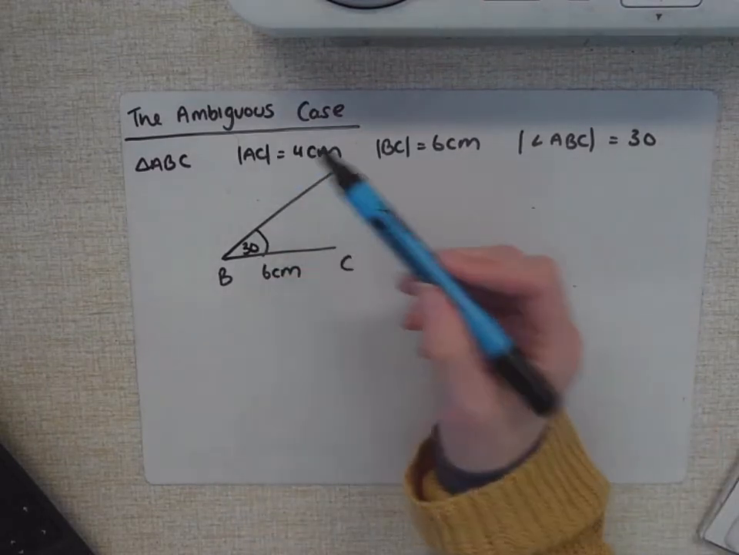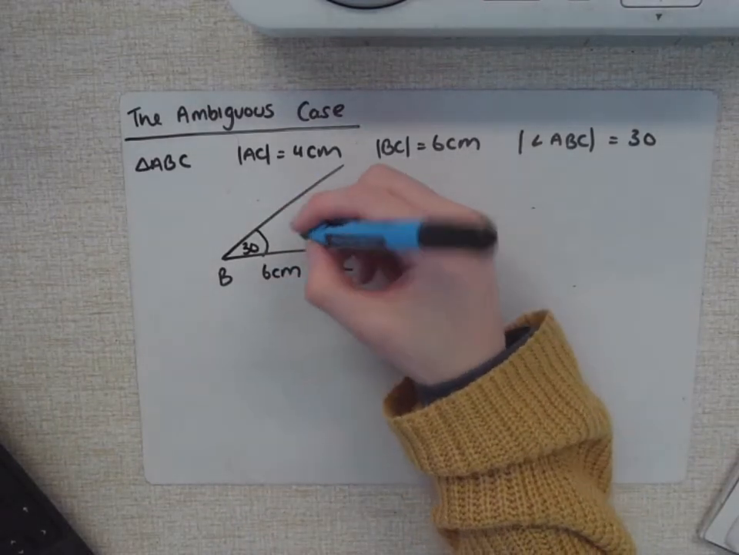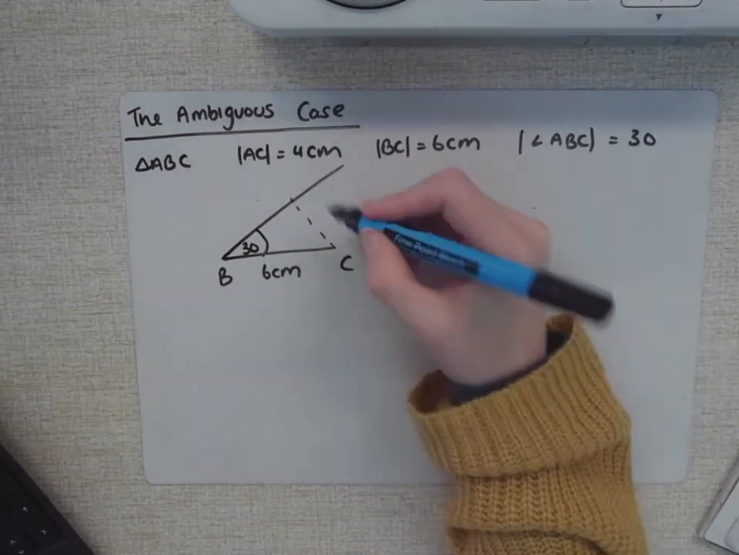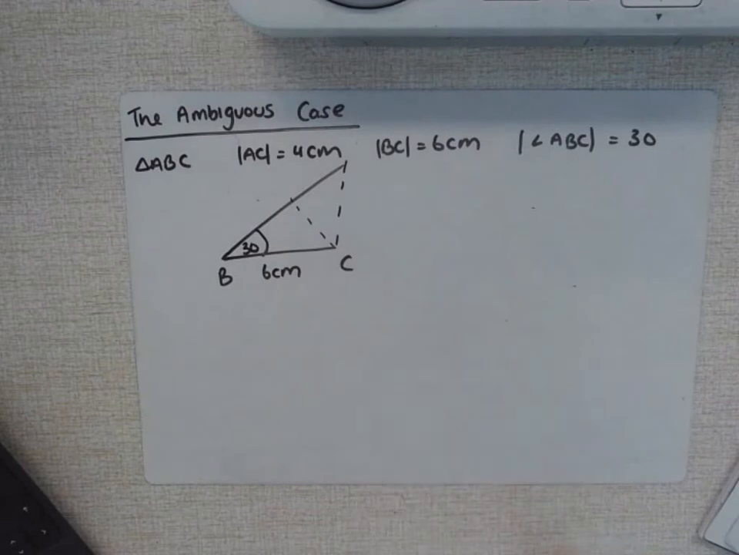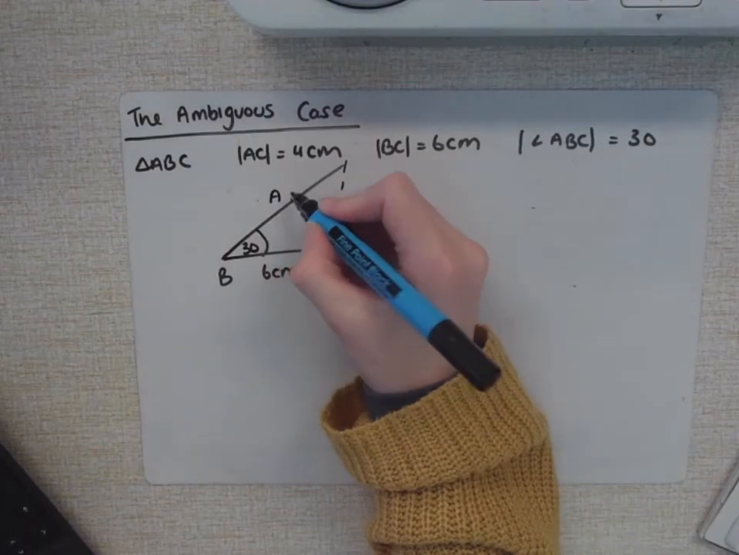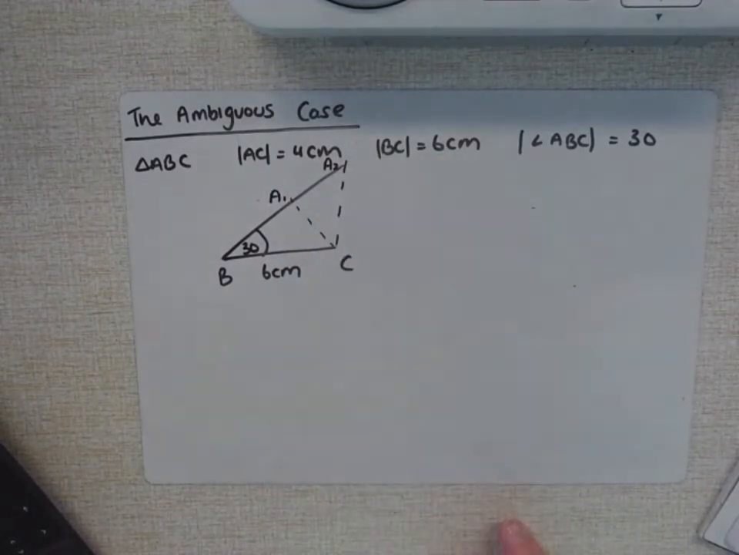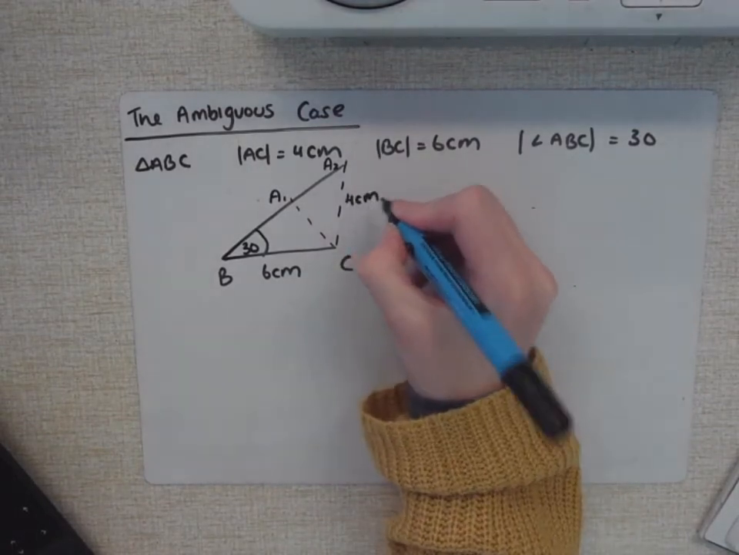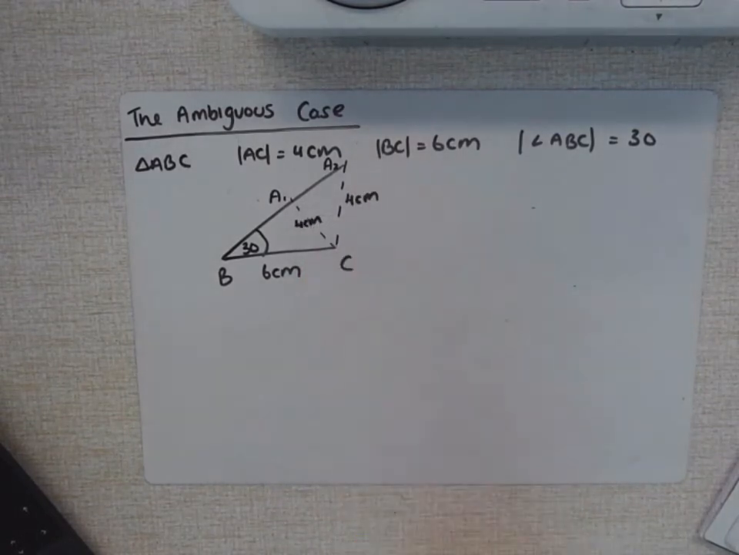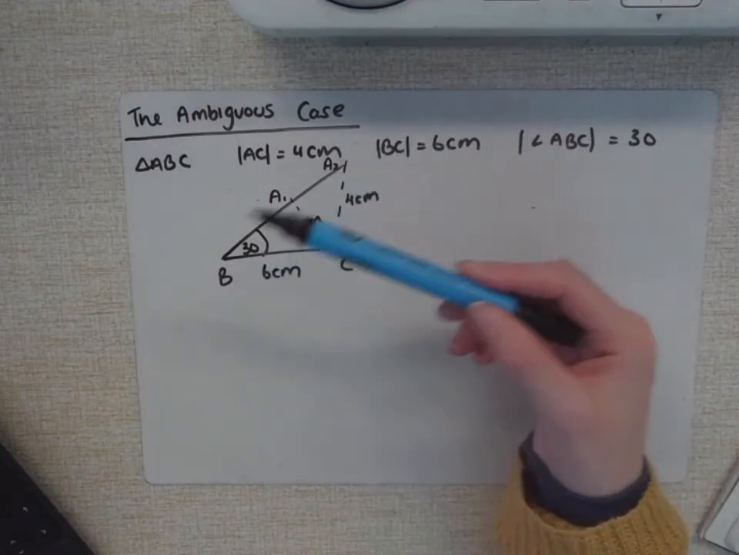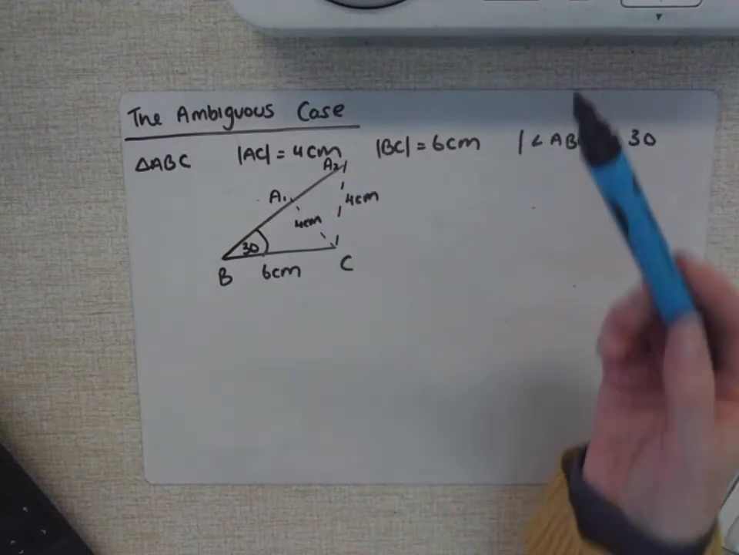Now, A to C is 4. 4 can either go like this, or it could go like this. So you end up with two different triangles. A could be here, or A could be here. I'm just calling that A1 or A2. They haven't given you enough information to say exactly where that A is. So you have two different scenarios. This is the ambiguous case.